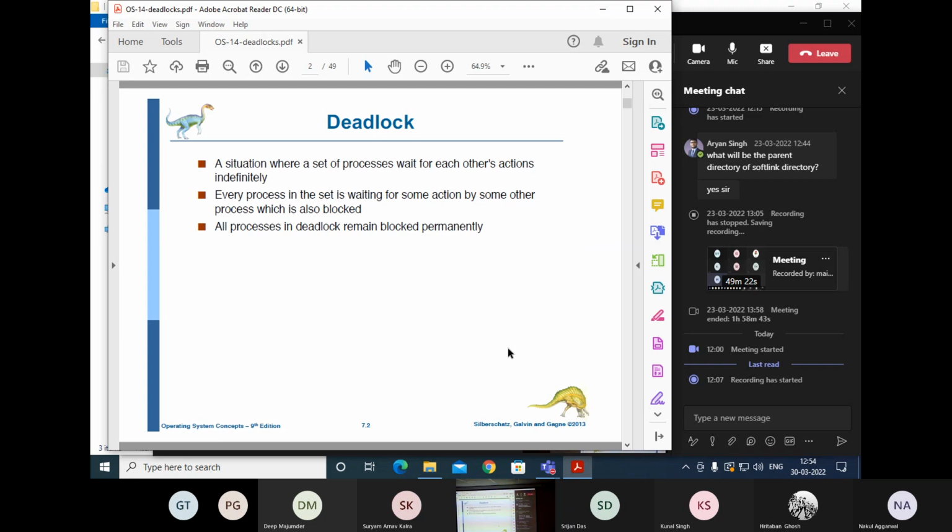It's as if stuck in a loop. We have a set of processes such that every process in that set is waiting for some action by some other process, which is also waiting. Right? So you are waiting for someone else who is waiting for someone else. No one can progress. Essentially all processes in deadlock remain blocked permanently. That is the problem. So if a set of processes has gone into deadlock, that means none of the processes can actually proceed.